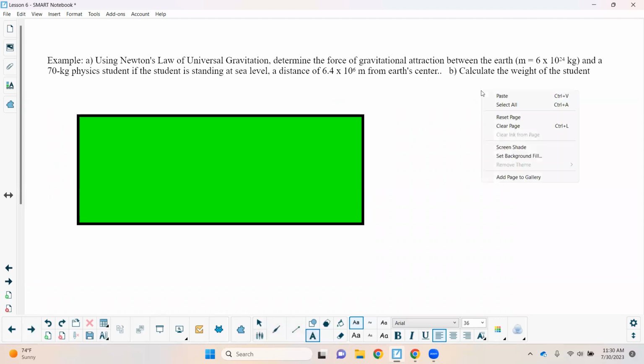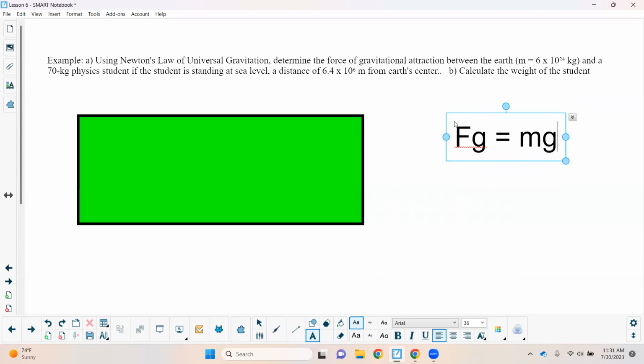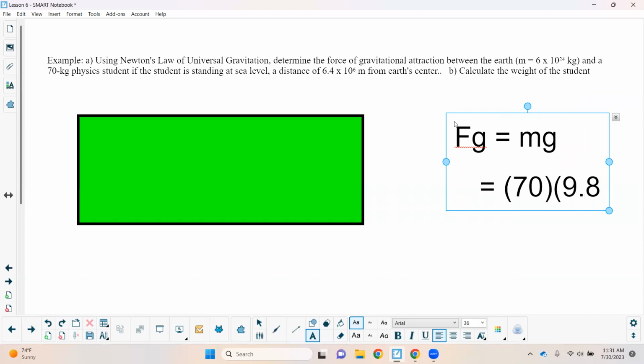So for part B, we would do Fg equals mg. That's the weight of the student standing on the Earth. And this is what you would do normally for this problem, but we're going to work it out with the other one. The student is 70 kilograms, and their acceleration due to gravity at the surface of the Earth is 9.8. You could also use 10. So it's going to be around 700.